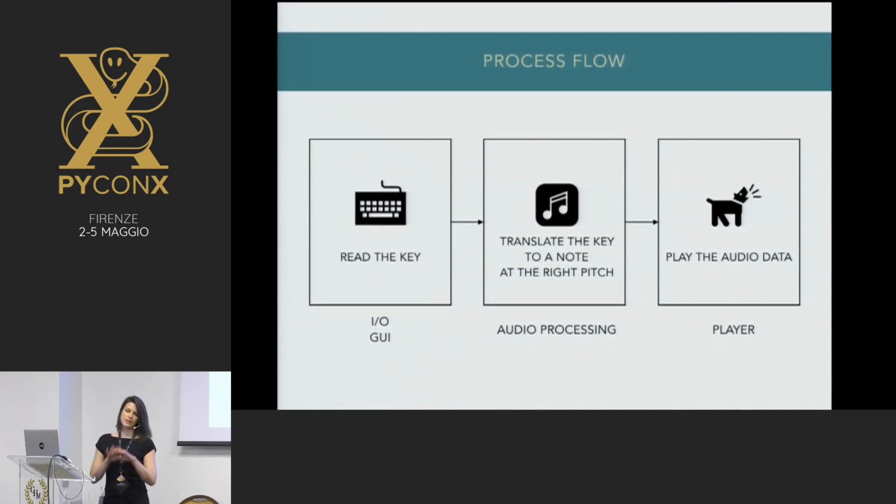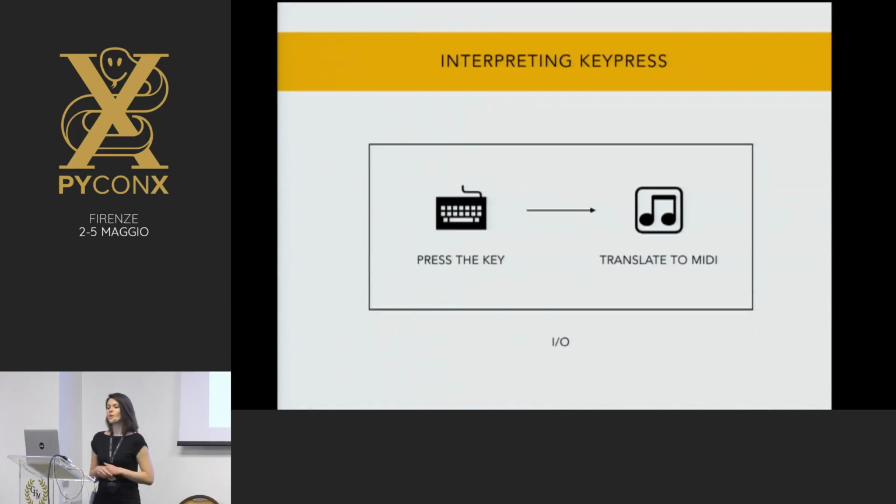Then, once it's manipulated the sound, it's going to pass it on to the player, which then will have to figure out how to make sure the sound makes it all the way through the chain to the speaker so that we hear the sound. So let's have a look at each of the units separately. Well, the I/O unit, as we said, is responsible for detecting the keypress events and translating them to something musically relevant. So it will have to translate a keyboard key to a musical note.